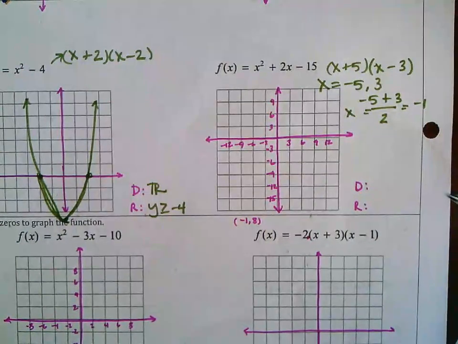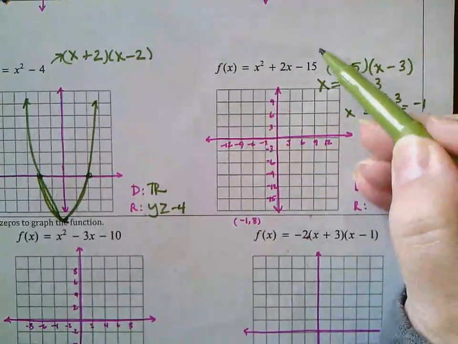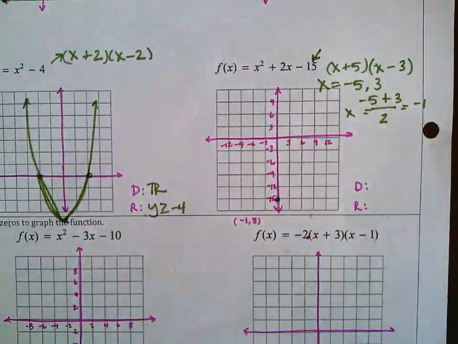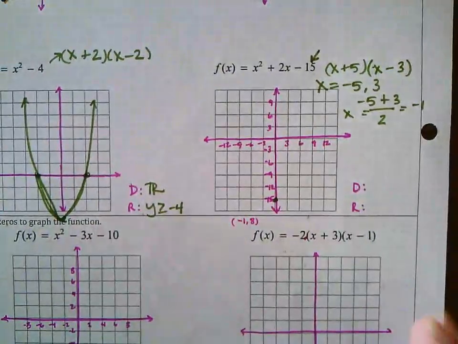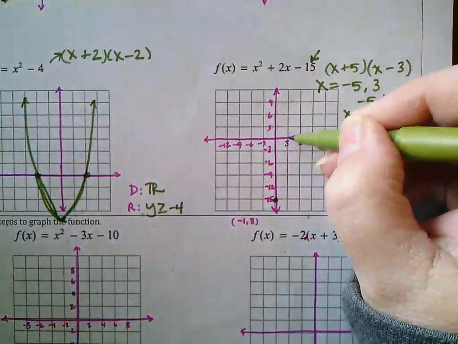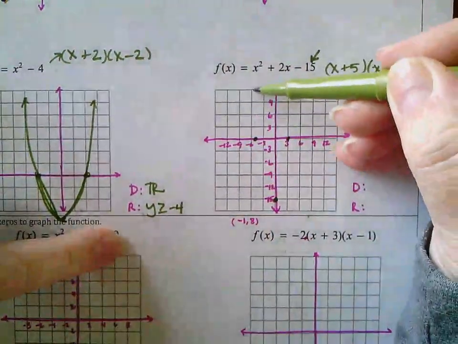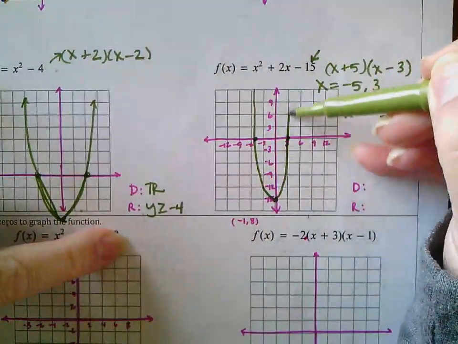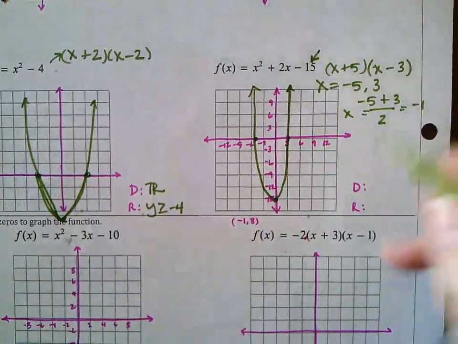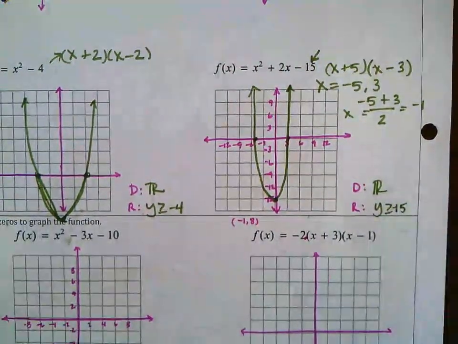And notice I did this graph by threes. So this is 3, 6, 9, 12, 15. It was because of that right there. I know that I'm going to be at -15 to start with. And I know that it's going to be at 3 and -5. So you can see this graph is really thin. Very thin graph. Okay, so your domain, all real numbers, and y is greater than or equal to -15.